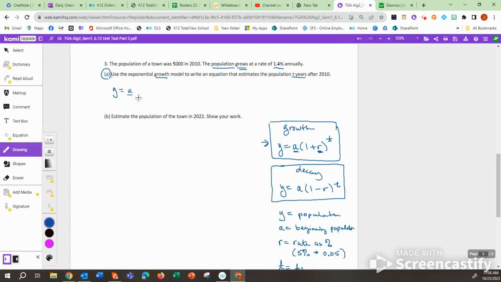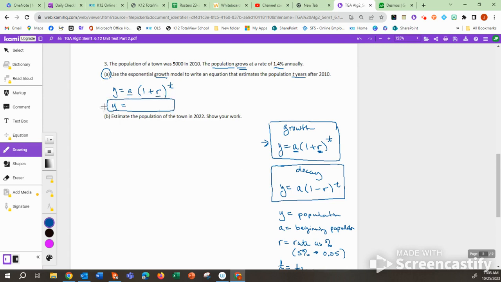You're just going to put in your A. 1 is in the formula. You're going to put in your rate as a decimal, so you can't use 1.4%. You'll have to take the percent sign off, move the decimal 2 places to the left. You'll put your R in, and then you're going to leave the T. You'll leave the T in the A part, and then you'll simplify that out.